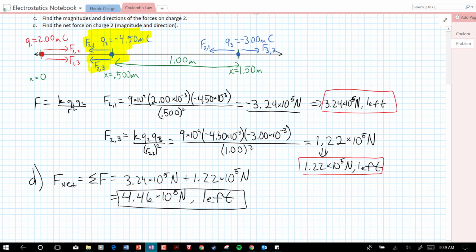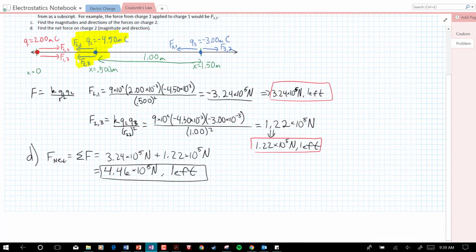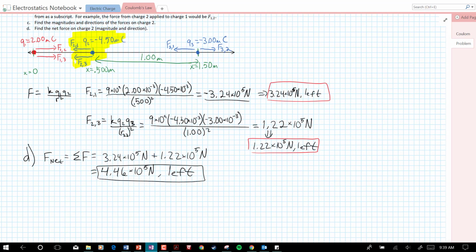That's all. One quick little caveat here. Well, it's not a caveat. But our forces were both in the same direction. They were both pointing to the left. If, for example, the force on 2 from 3 were rightward pointing, then we would have to make one of these negative, because those forces are going to partially cancel. We have a leftward force and a rightward force. We have to choose one to be positive and one to be negative. It doesn't really matter. We just have to be consistent. That wasn't an issue in this problem, but it may come up in other problems.